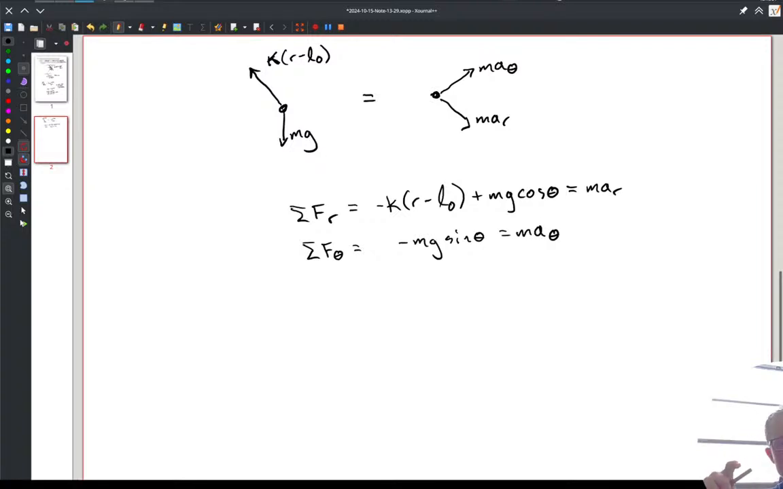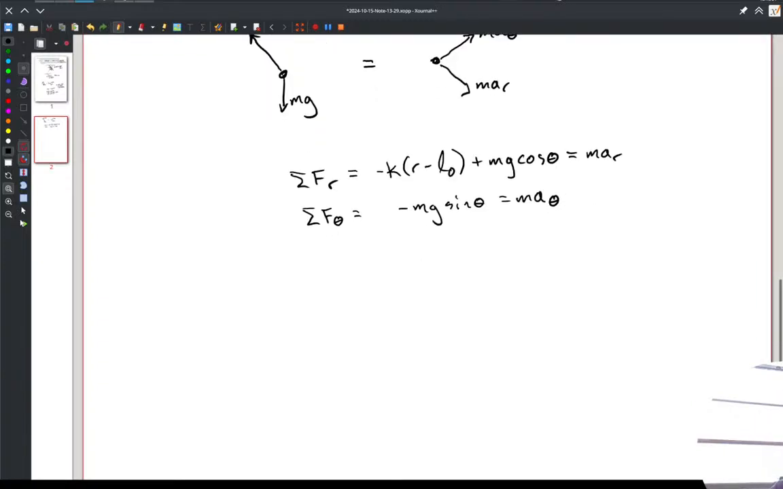But now I don't have that simplification that R is always a constant value. R is now a changing value. So when I plug that in, I say m times R double dot minus R theta dot squared equals negative K times R minus L0 plus m g cosine theta.